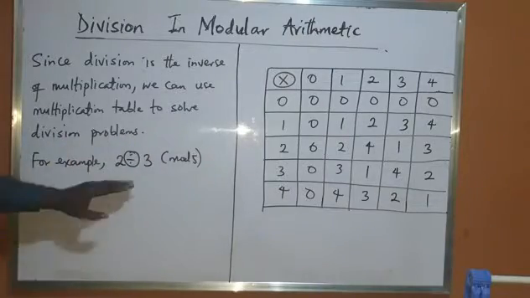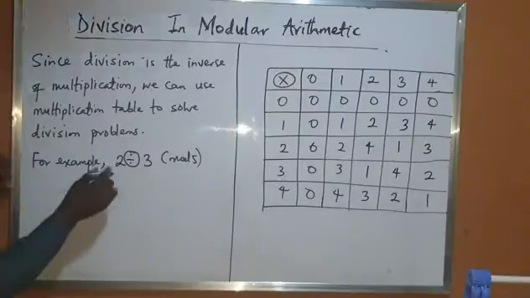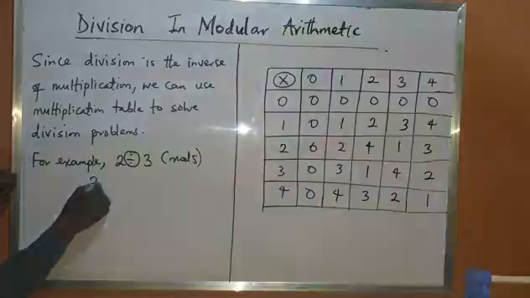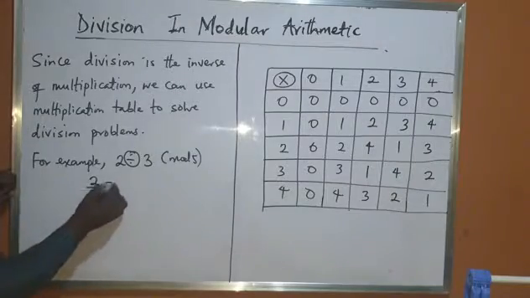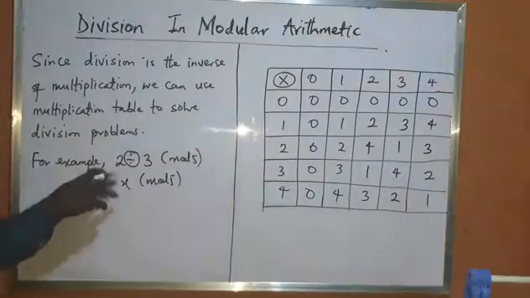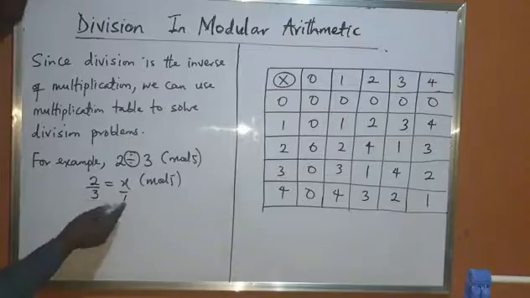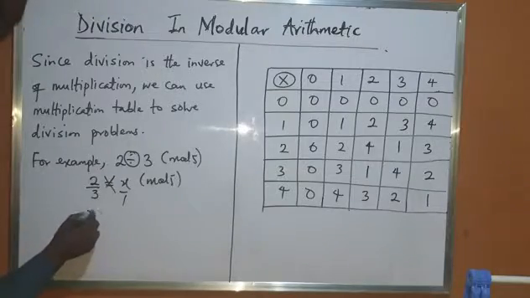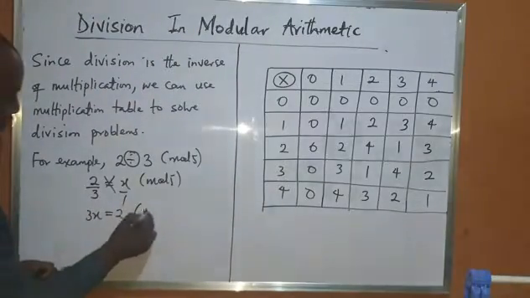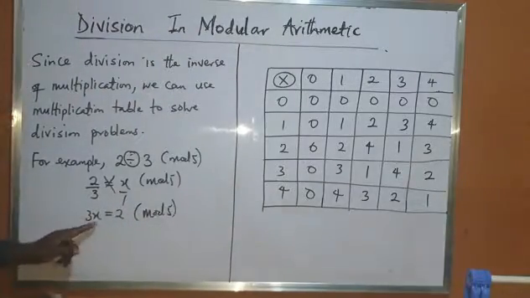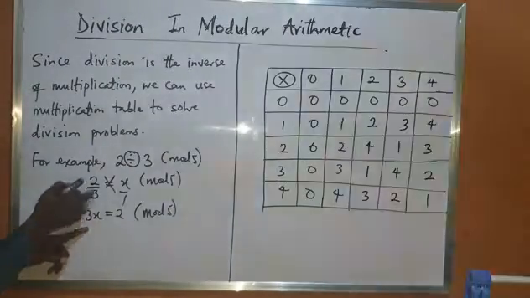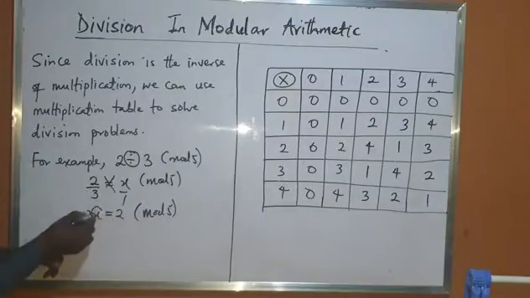So let's say for instance we have 2 divided by 3 in mod 5. What will be our answer? Let our answer be x in mod 5. Let's find the multiplication: 3x equals 2. Everything is in mod 5, so we are looking for a number that we multiply by 3 that will give us 2 in mod 5. We want to find the value of x.